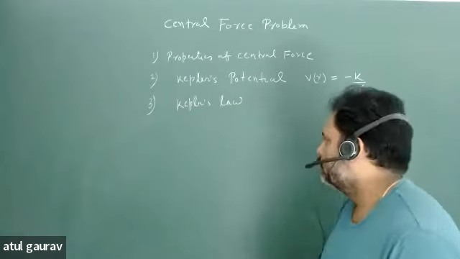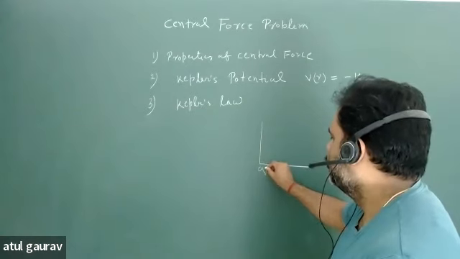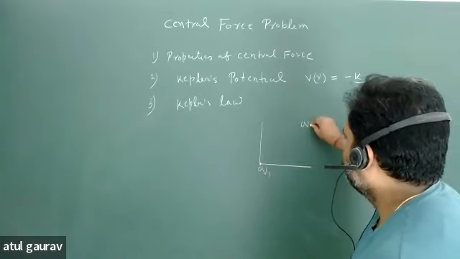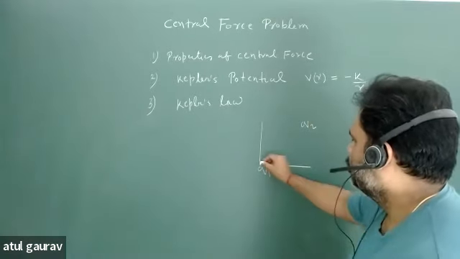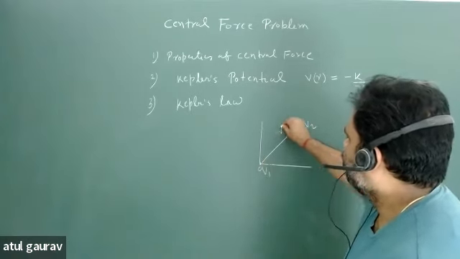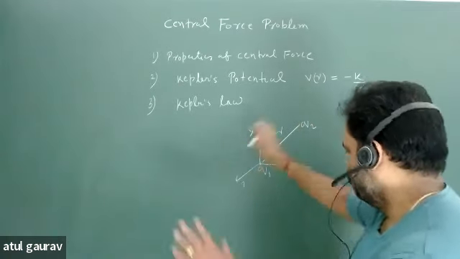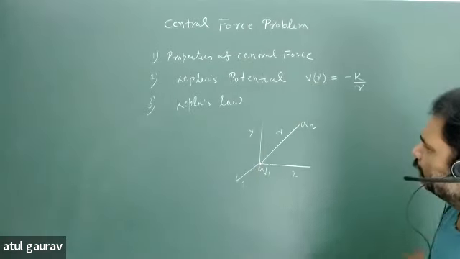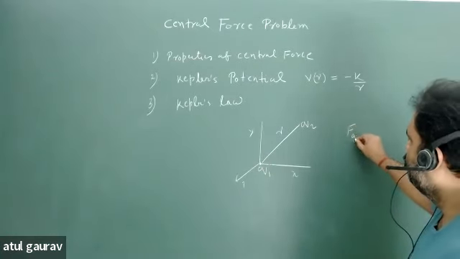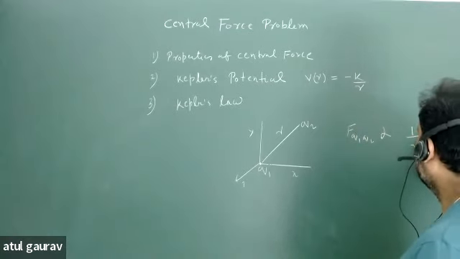What I am trying to say is, suppose I have one charge here, and let's say this charge is at the origin, and another charge is, let's say, Q2. The distance between Q1 and Q2 is, let's say, R. Let's say this is in XYZ space. Then the force between Q1 and Q2 is proportional to 1 by R square.